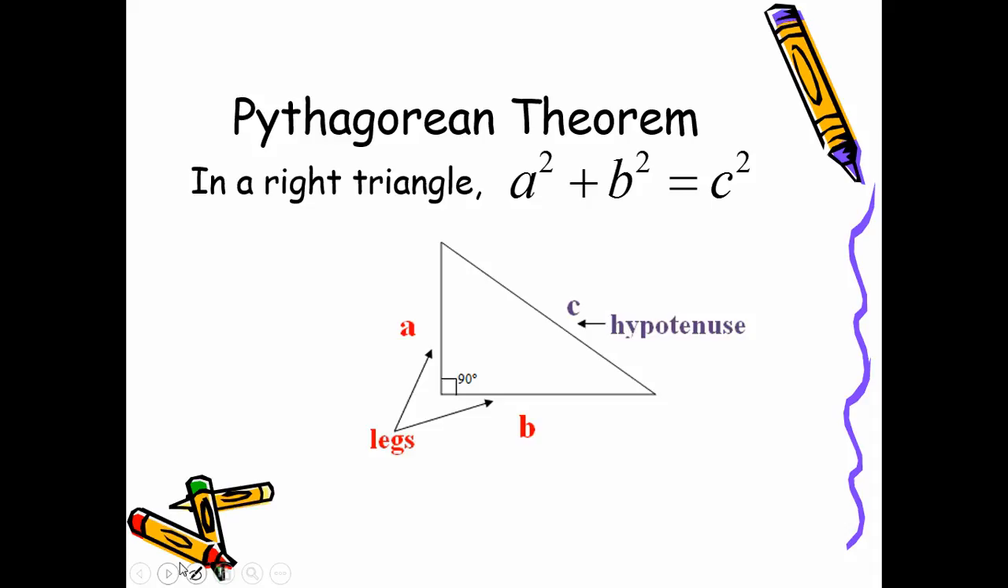The Pythagorean theorem says that in a right triangle, we have a squared plus b squared equals c squared. That means that the two legs squared and then added together will equal the hypotenuse squared. So a squared plus b squared equals c squared, okay? So knowing that a and b are the legs and the c is always the hypotenuse, we can find a missing side of a right triangle if we're given the other two lengths.